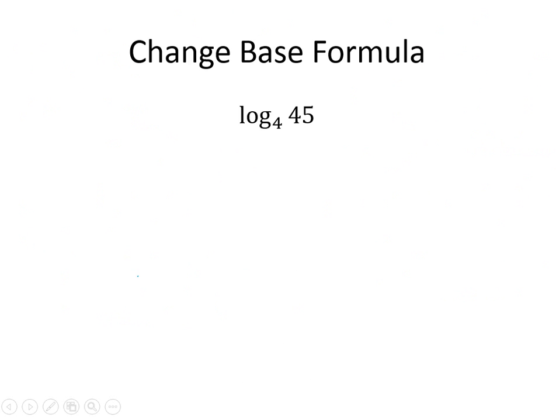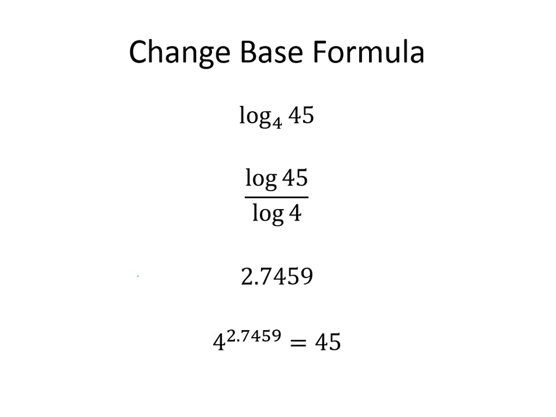Now the change of base formula, what it does is that if we have a log that's not in our base 10 that we're used to, we can change it into base 10 or any base we want it to be. So we've got log base 4 of 45. If we want to change the base, we're going to take log 45 all over log of the base, which gets us about 2.7459. Which means if we take 4 to that power, that equals 45.